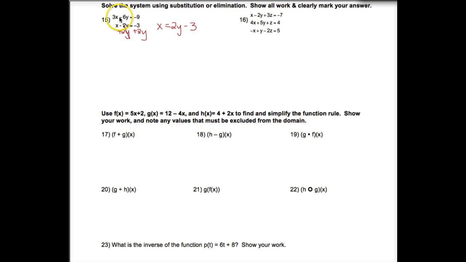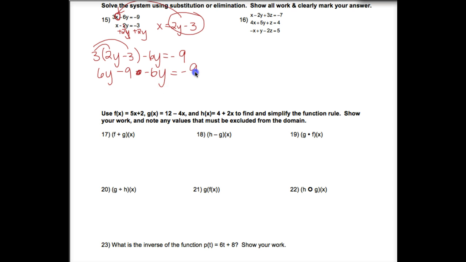And then you take the x out of the other equation, and you put this 2y minus 3 in. So 3 times (2y minus 3) minus 6y equals negative 9. So distribute gives me 6y minus 9 minus 6y equals negative 9. Like terms here actually cancel, I end up with negative 9 equals negative 9. We talked about this. You learned it in Algebra 1 as well.